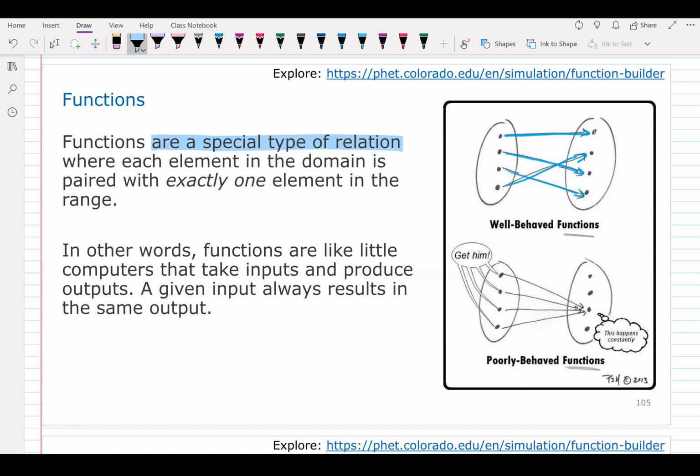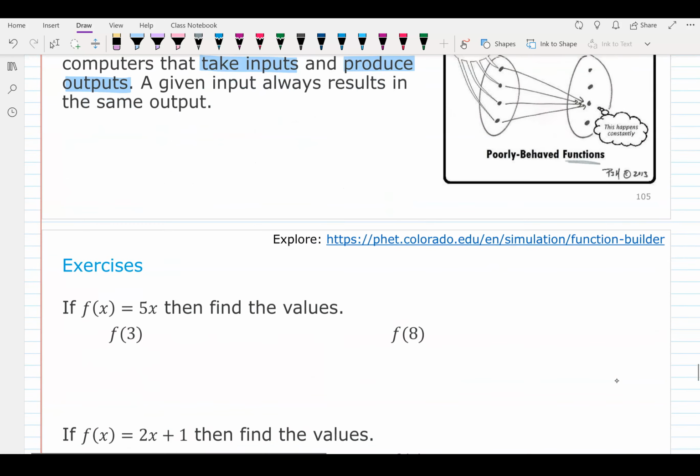But in other words, functions are like little computers. They take inputs and they produce outputs. A given input always results in the same output. And if you want to explore this a little more, you can go to PhET, follow this link, and you can actually make your own functions. But that's over and above what we need to cover today.